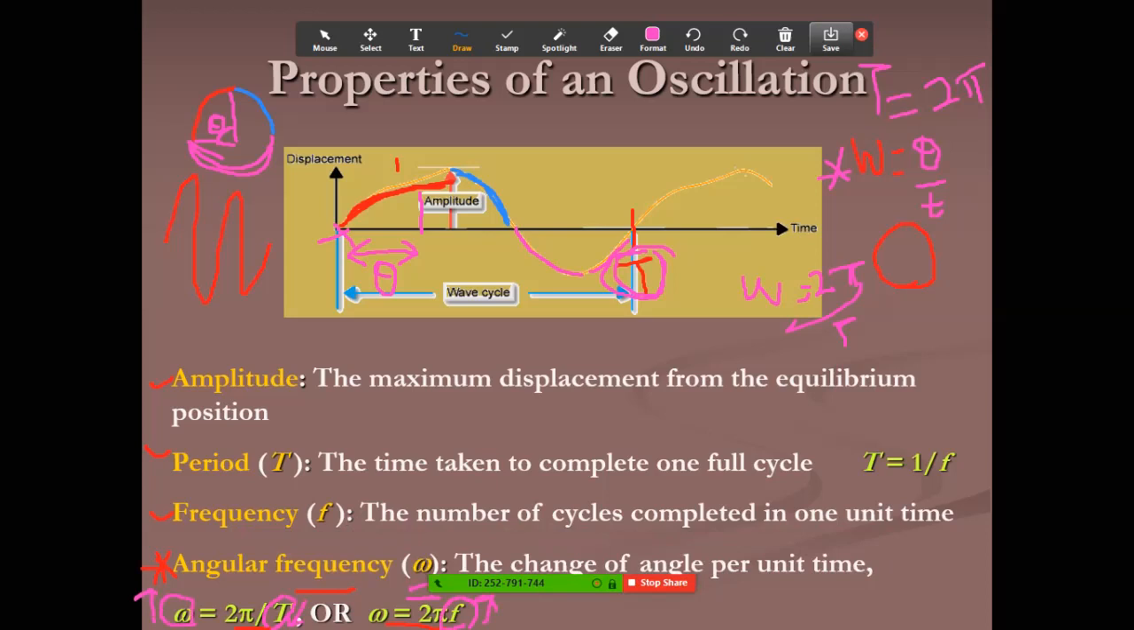So this is some introduction about oscillation. Amplitude, period, frequency are all the same, but you have something new called angular frequency.